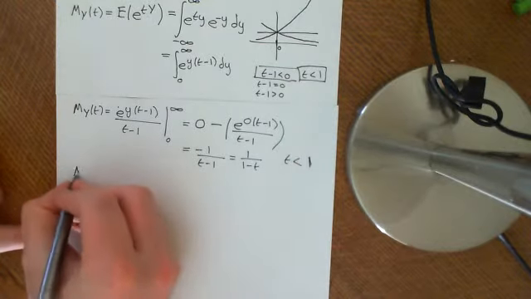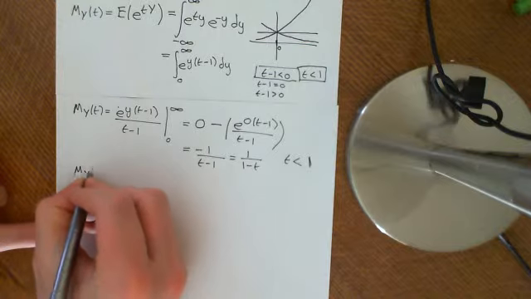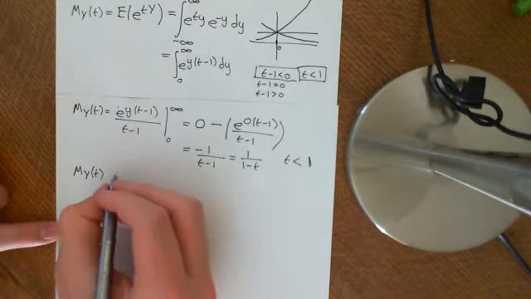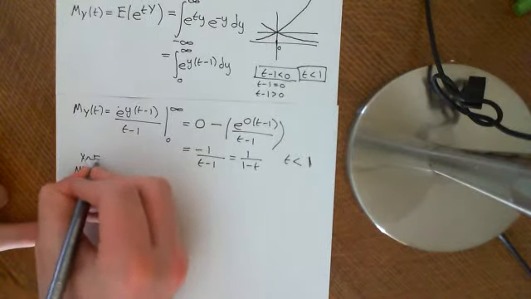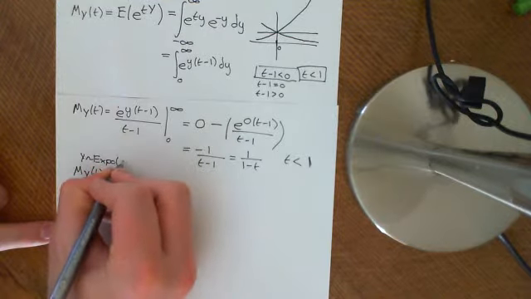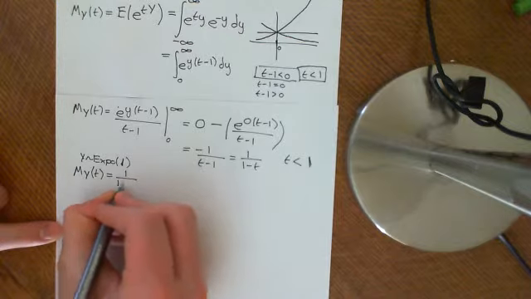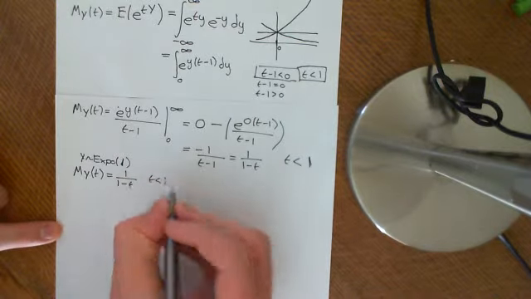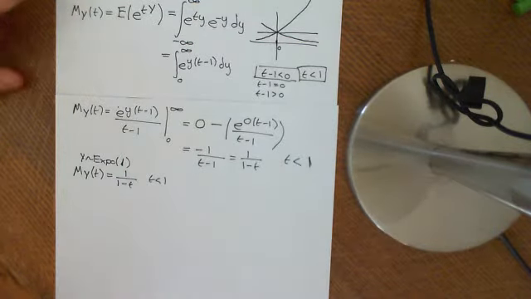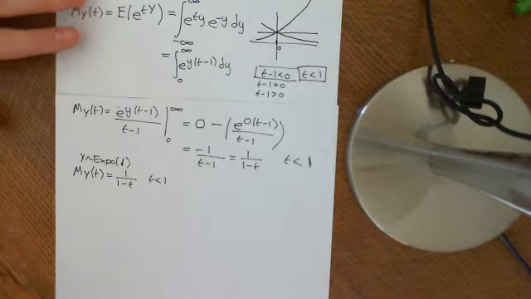So the MGF of y, which is standard exponentially distributed, so y is exponentially distributed with parameter lambda, 1 rather, is equal to 1 over 1 minus t, providing that t is less than 1. So it's a function only defined for t less than 1.